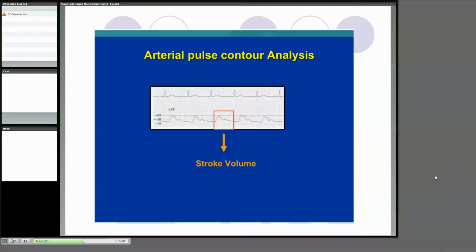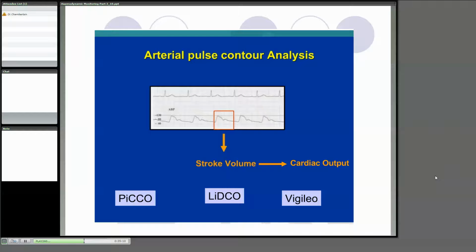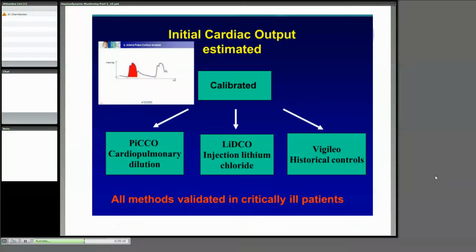So we've talked about pulse contour analysis and your stroke volume, what that means in terms of cardiac output, and these are the three systems that use it: the PICO, the LIDCO and the Vigilo. They estimate the cardiac output by using a special calibrated technique with some algorithm results. The PICO uses cardiopulmonary dilution, LIDCO does the lithium chloride injection, and Vigilo uses historical controls. But they all work and they're all validated and they're all minimally invasive, which is good.